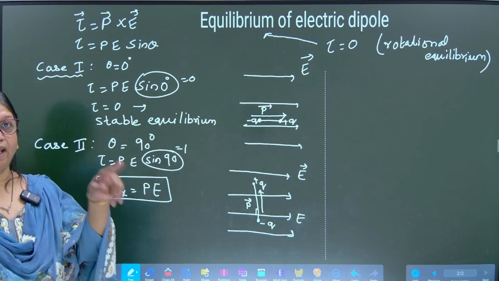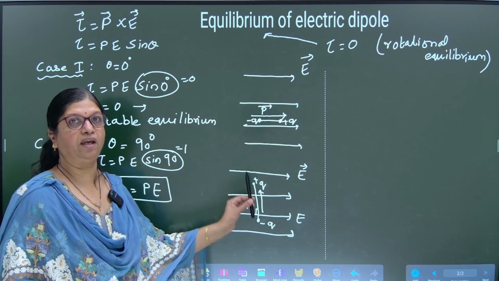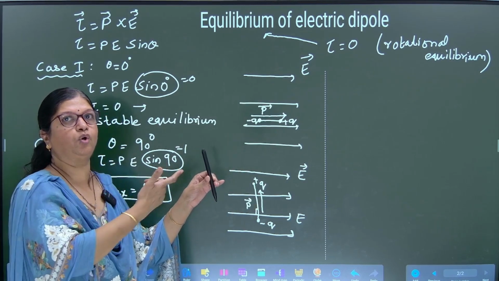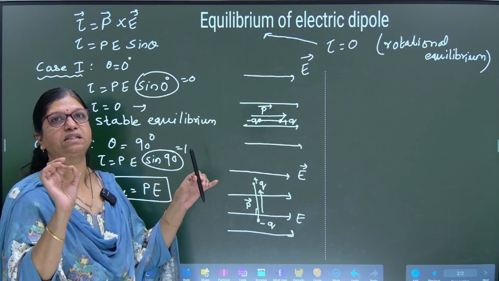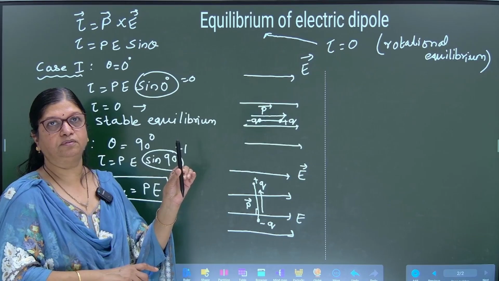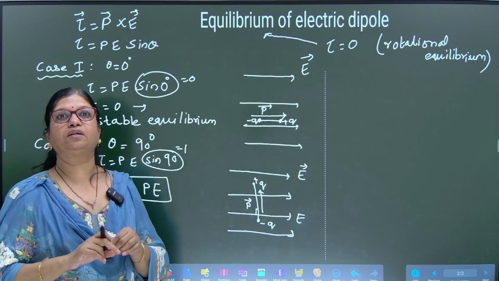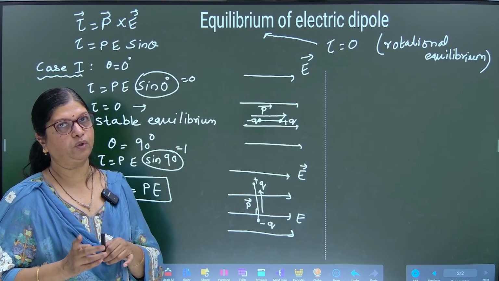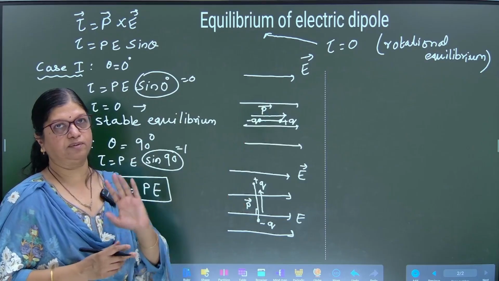When I place the dipole in this way or this way, let the positive go up or negative come down, or negative go up or positive come down, that is not the issue. 90 degrees is I am placing the dipole perpendicular to the electric field. Then the torque which I get is maximum. So it is not in rotational equilibrium in this position.